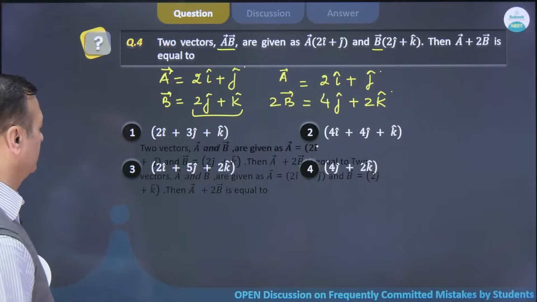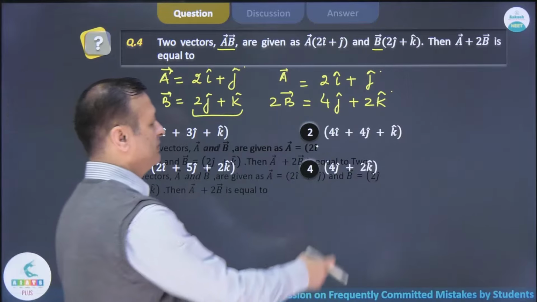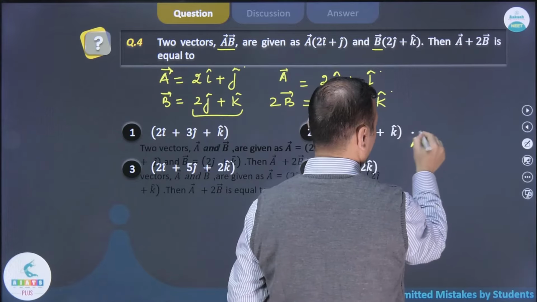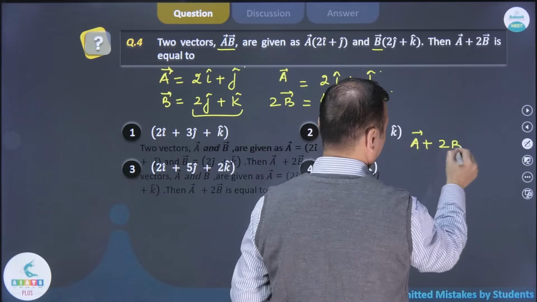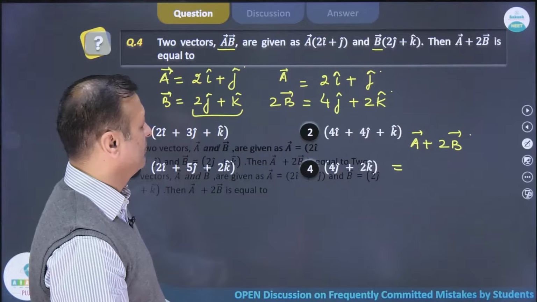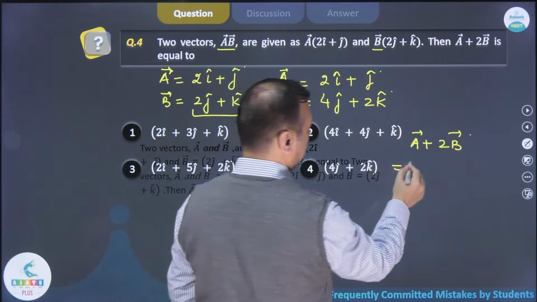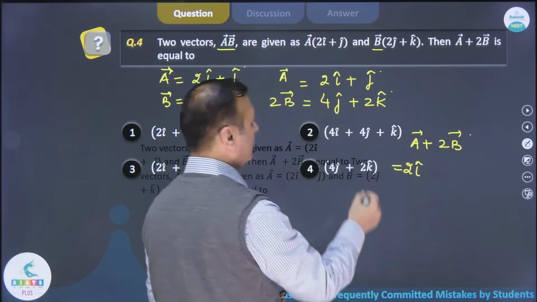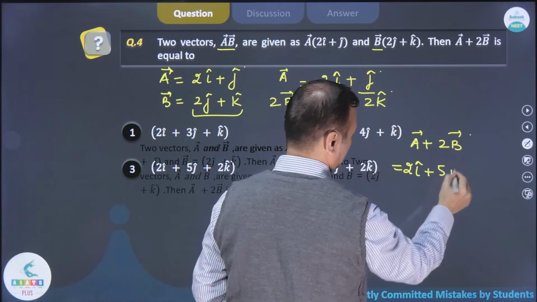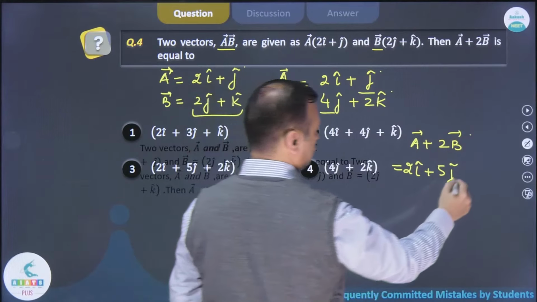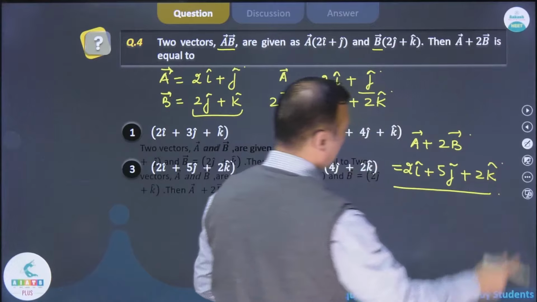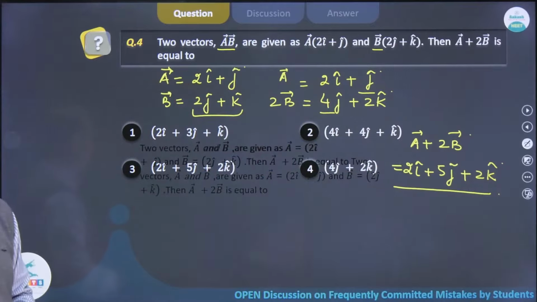A plus 2B. So what is that A plus 2B? Simply we'll go and add these two. So when you define A plus 2B, so what is this A plus 2B? So 2i cap will remain there. 4j plus j gives you 5j and plus 2k. So this is the answer for this one.